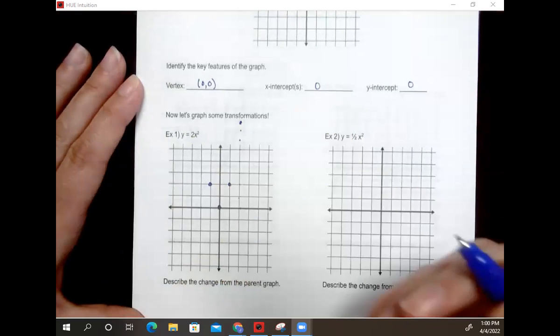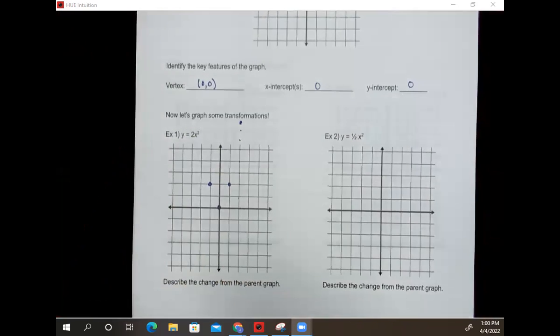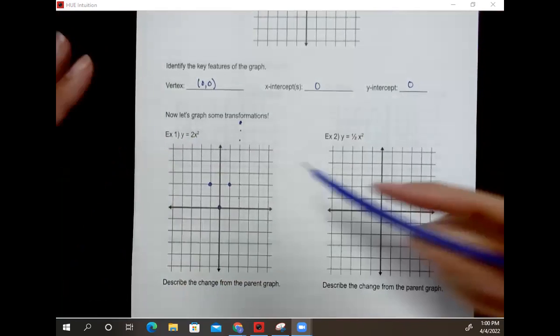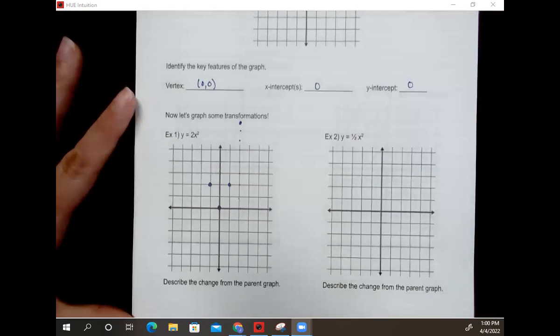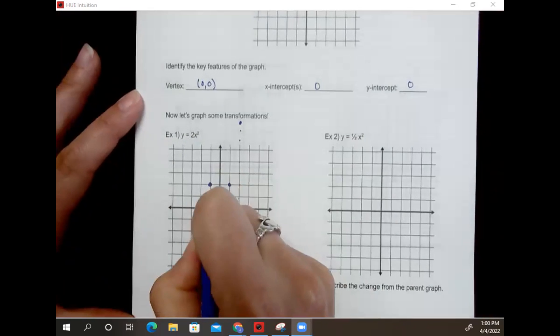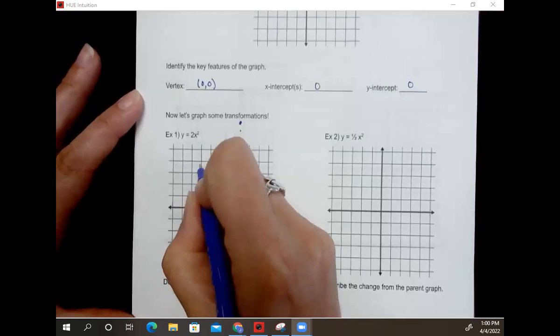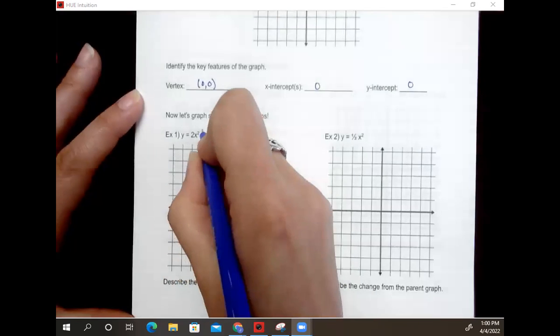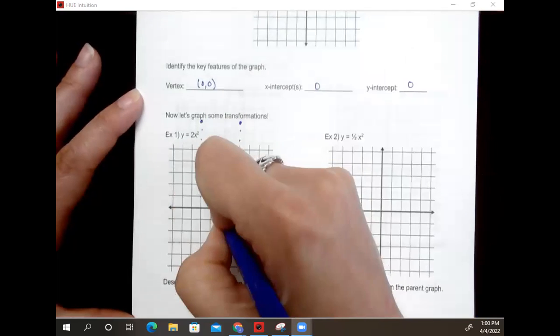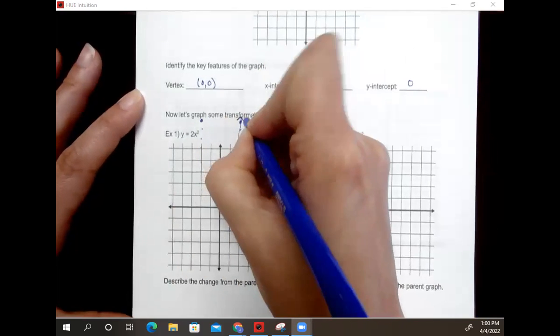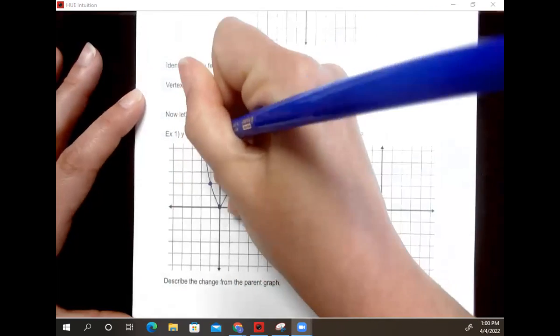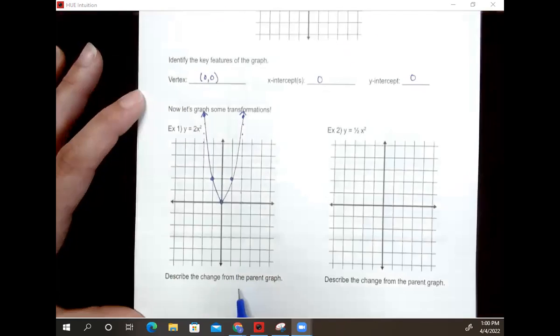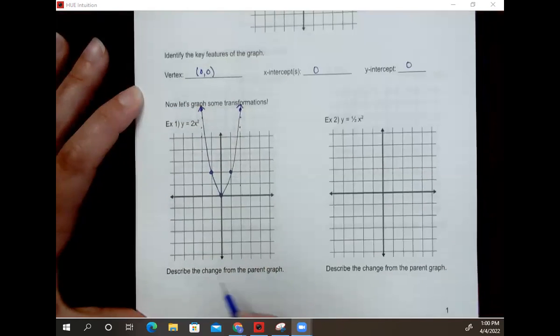We're a little off the graph here. That's okay. Remember, we took that vertical distance and we multiplied it by 2 because of that 2 here. We doubled it. So out 2 and up 1, 2, 3, 4, 5, 6, 7, 8. Okay, so there's our parabola. So how have we changed this from the parent graph? Well, it's stretched by 2.